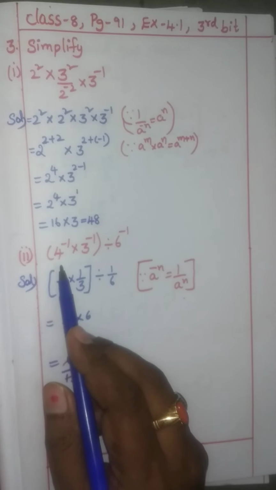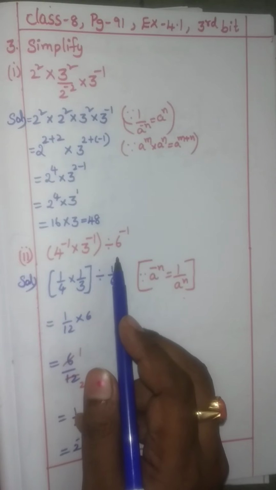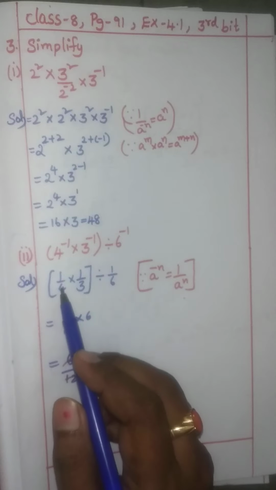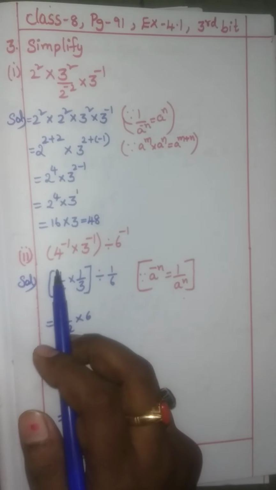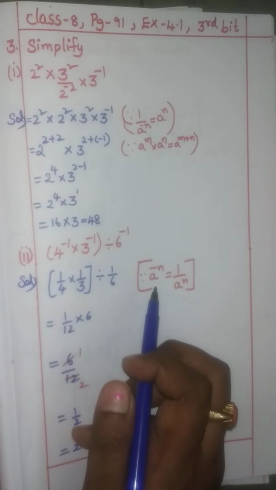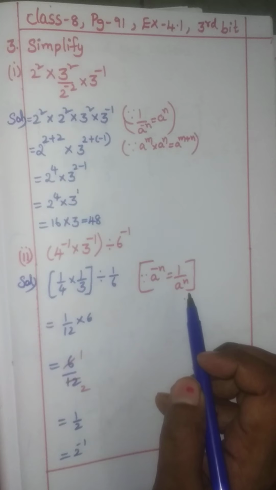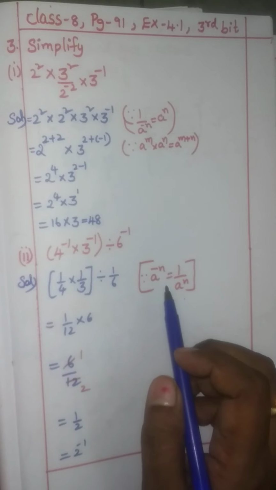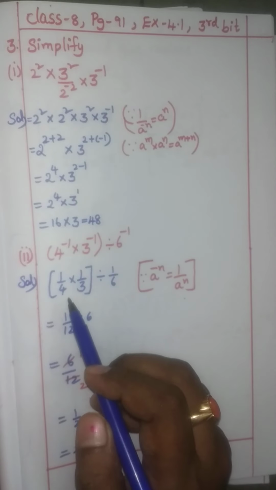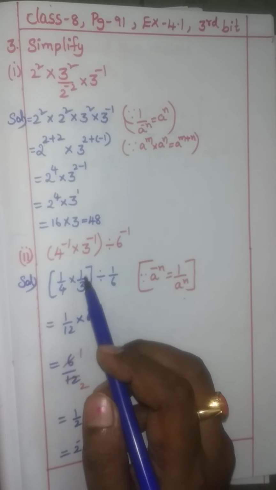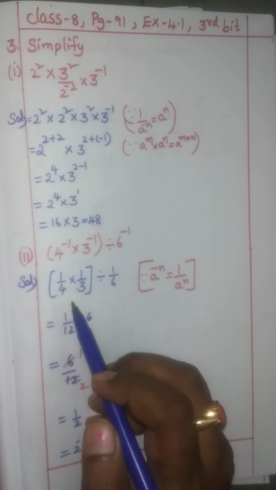What is the question here? 4 power of minus 1 into 3 power of minus 1 divided by 6 power of minus 1. See 4 power of minus 1. See the formula here? Same as this. A power of minus n equals 1 by a power of n. So here 1 by a to the power of n. Here also 1 by 4 power of 1, nothing but 4, into 1 by 3 power of 1, nothing but 3, divided by 1 by 6.